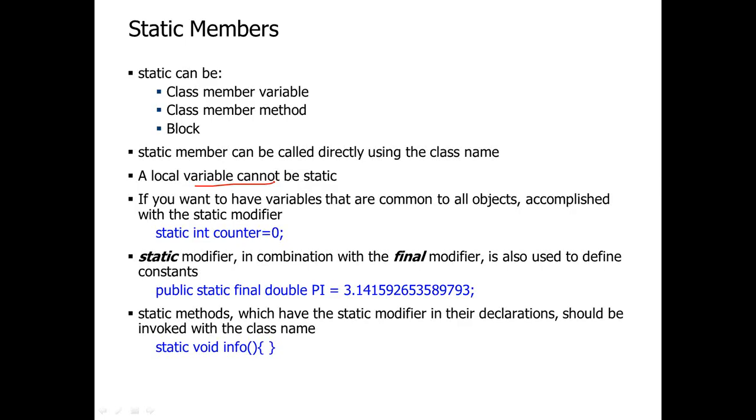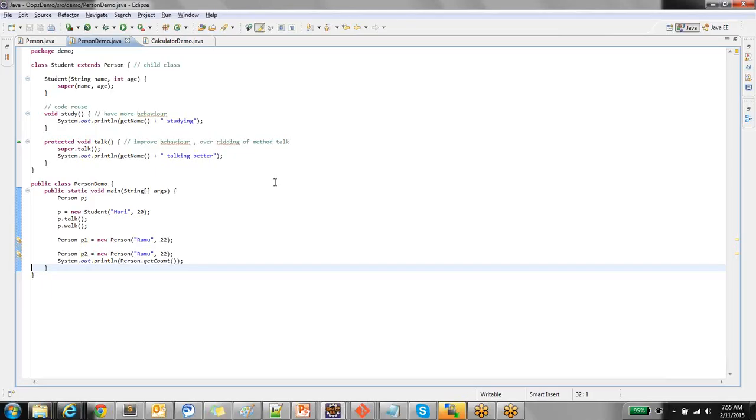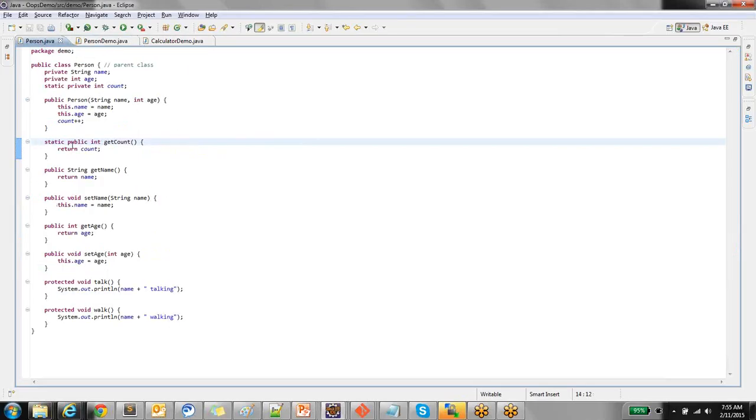And you can have static methods also, which have the static modifier in their declaration, and they should be invoked with the class name. You will invoke static methods using the class name. A common use of static methods is to access static fields. Static methods can access static fields. In our example, we have the same thing. We have a static method called getCount.